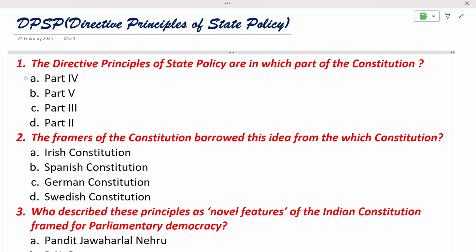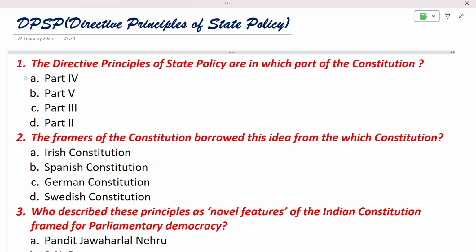So we have already completed Supreme Court of India, in which we have discussed 100 plus MCQs for your competitive exams. Today we are going to discuss the DPSP, that is Directive Principles of State Policy. So let's go to the first question.